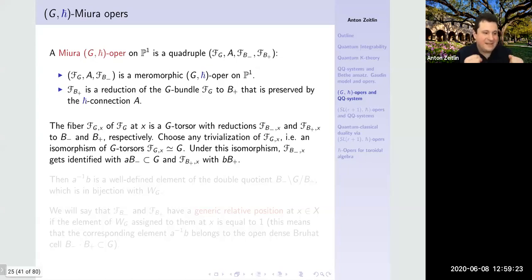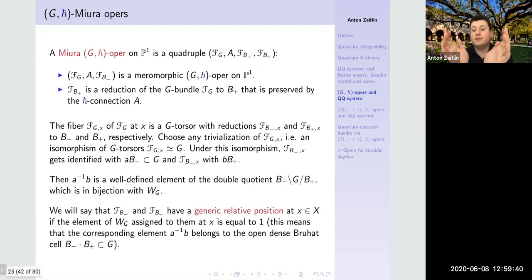So let's develop the notion of a relative position. It turns out, using this construction, you can have B minus and B plus according to the Bruhat decomposition. You can have a Weyl group element which separates them, if you like. It's a relative position, and when this Weyl group element is equal to one, it is called generic.